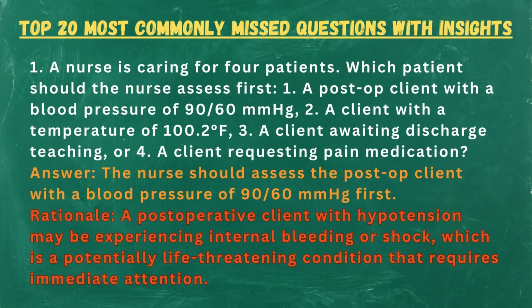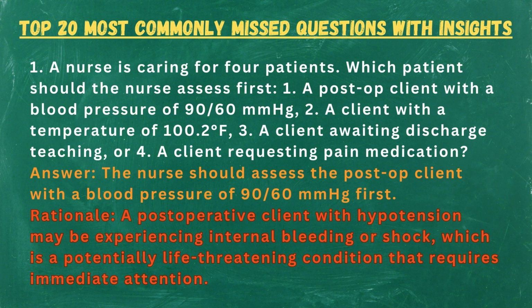1. A nurse is caring for 4 patients. Which patient should the nurse assess first? 1. A post-op client with a blood pressure of 90/60 millimeters of mercury. 2. A client with a temperature of 100.2 degrees Fahrenheit. 3. A client awaiting discharge teaching. Or 4. A client requesting pain medication.